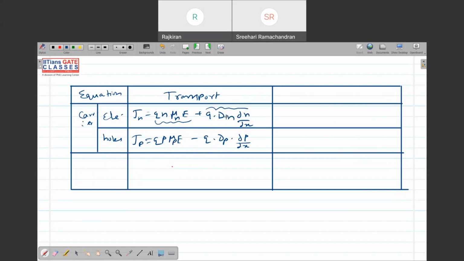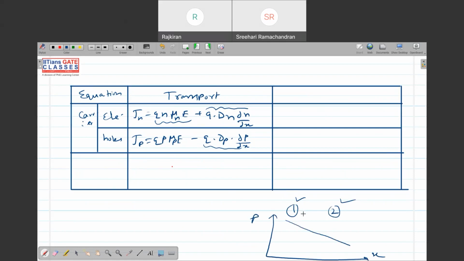Can you tell me? See, I will tell you why the diffusion equation has a minus here. Suppose there is region 1 and region 2. The hole concentration is more here, and less here. So the profile is like this. This is the concentration with the distance.